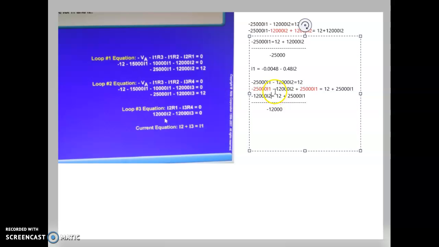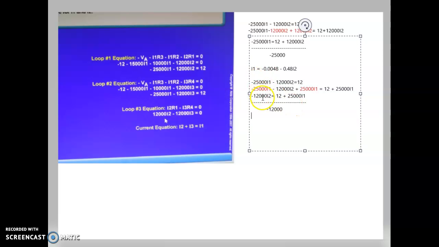But just to take it back to where we were, it was minus 25,000 I1 minus 12,000 I2 plus 25,000 I1. The two reds canceled each other out. And when I put the minus 12,000 I2 right here, I wrote I1. So you have to be very, very careful with that, or you can have the same issues I just did, and then everything would be a little crazy. But anyway, we got it right.